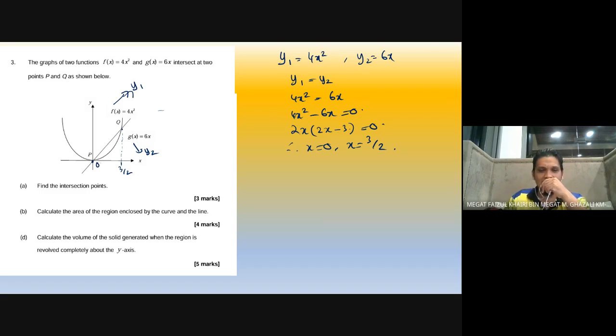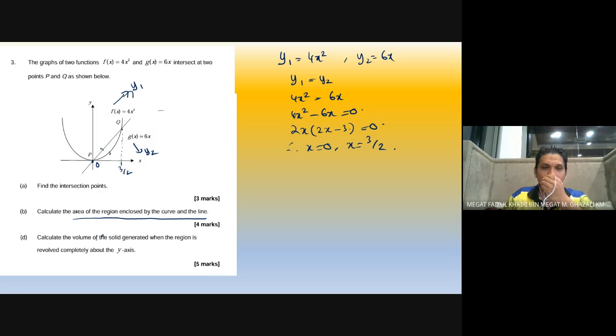Calculate the area enclosed by the curve and the line. In this question, they did not state whether to find the area with respect to the x-axis or y-axis. So to me, just use the x-axis, it is easier, where we can see.